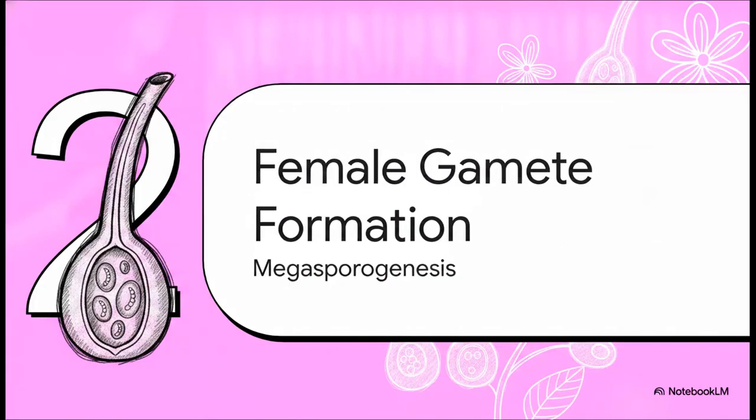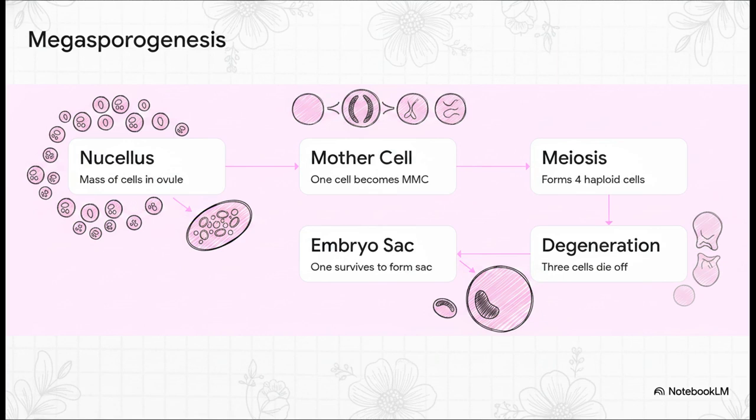All right, moving to the female counterpart. Section 2, the female gamete formation. Let's take a look at the pistil, specifically the ovary right at its base, to understand the female equivalent of this whole process, megasporogenesis. Track this pathway on your screen.